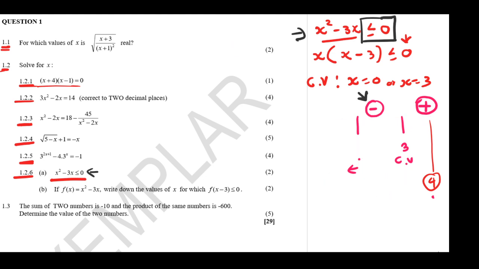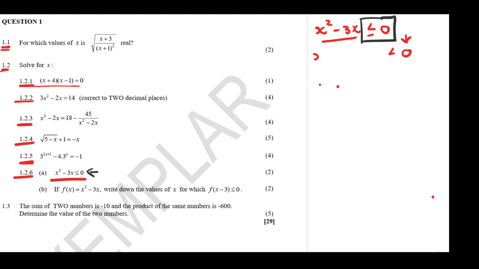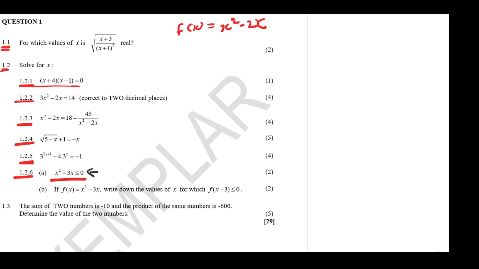We're going to do B now, which states that if f of x is equal to x squared minus 3x, write down the values of x for which f of x minus 3 is less than or equal to 0. So we're having f of x being equal to x squared minus 3x, sorry. This equation of f of x is the same as the one that we were doing in the previous question. It's literally the same.